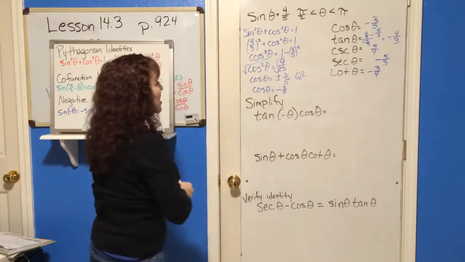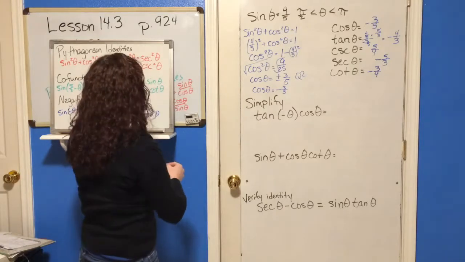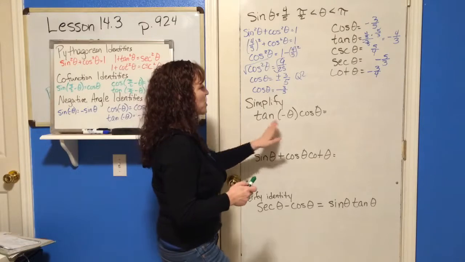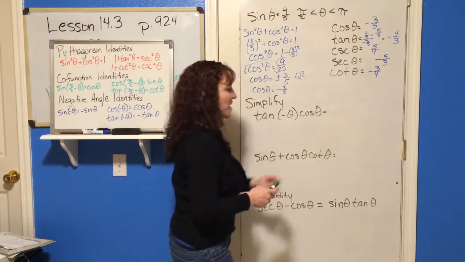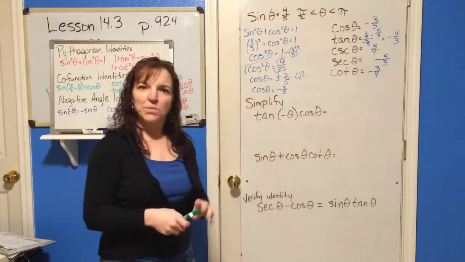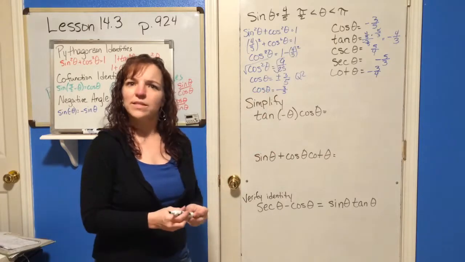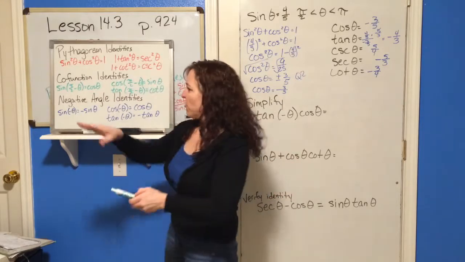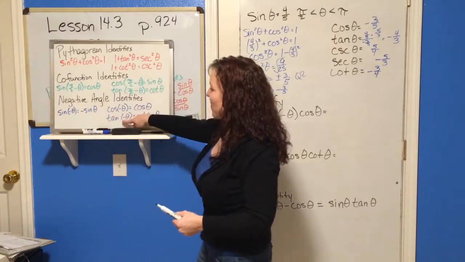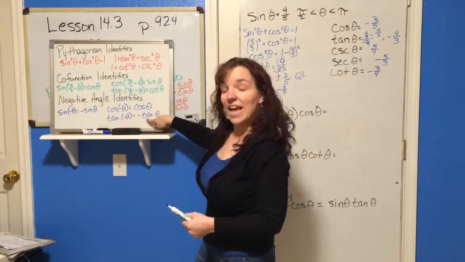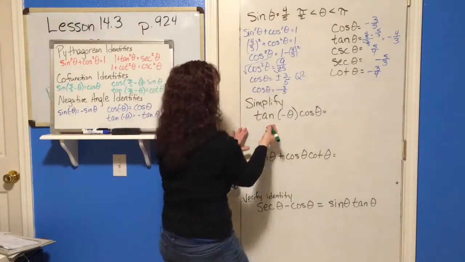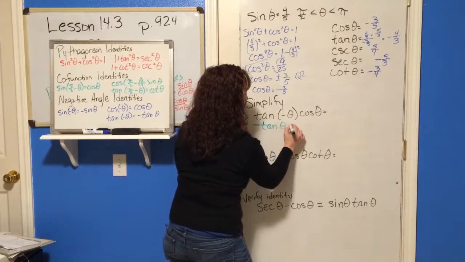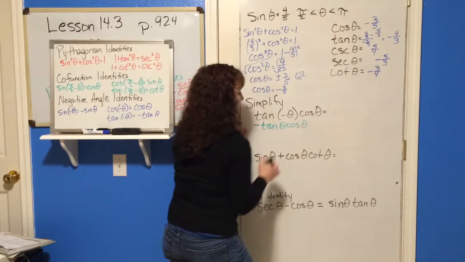Let's continue on. If I want you to simplify, let's use the identities, and I want you to simplify tangent of negative theta times cosine of theta, and I want to get that just simplified. It seems kind of long and laborious. Let's see if it can simplify down. Well, we know from our negative angle identity that the tangent of a negative theta is negative tangent of theta. All right? So negative tangent of theta times cosine of theta looks like this.